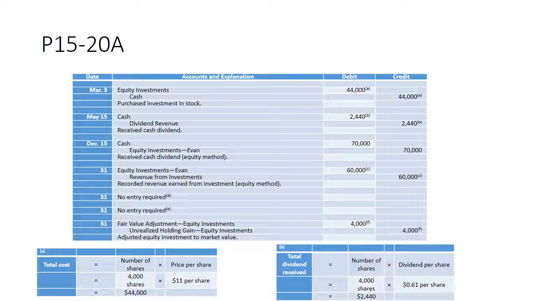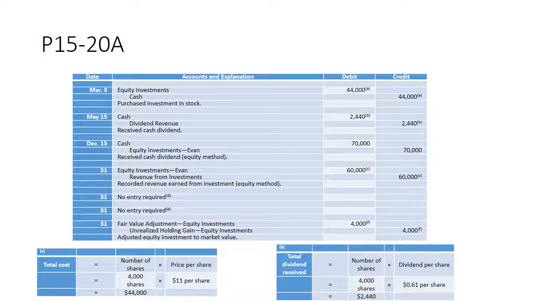Purchased 4,000 shares at $11 per share of Lilly Software common stock as a long-term equity investment, representing 7% ownership, no significant influence. So we'll debit equity investments. That doesn't mean it's equity method. We own less than 20%, so we're going to use the fair value method. Debit equity investments, 44,000. Credit cash. Where does the 44,000 come from? As you can see below, 4,000 shares were purchased at $11 a share. So we set up a separate investment account called equity investments. And remember, that's an asset account.